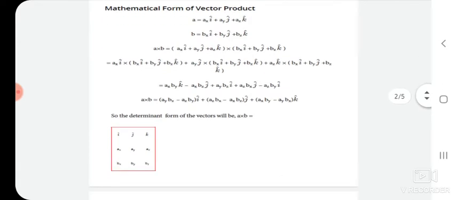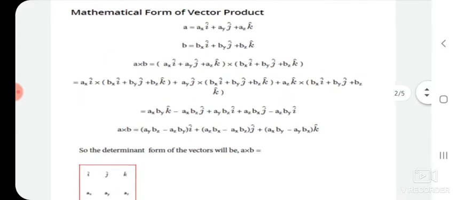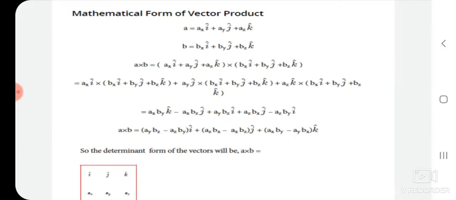Okay. Now, the mathematical form of the vector product. How can we solve a vector product? If vector A is Ax i-cap plus Ay j-cap plus Az k-cap, and vector B is Bx i-cap plus By j-cap plus Bz k-cap, then we take the cross product of A and B. We have to take the cross product of each individual term of A with all three terms of B.